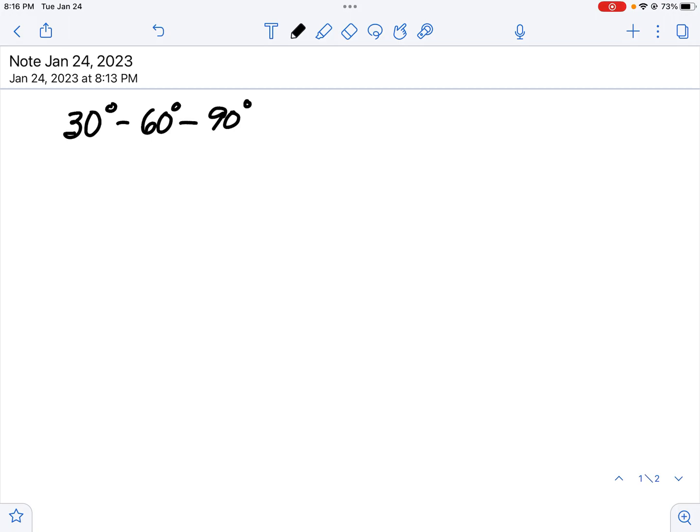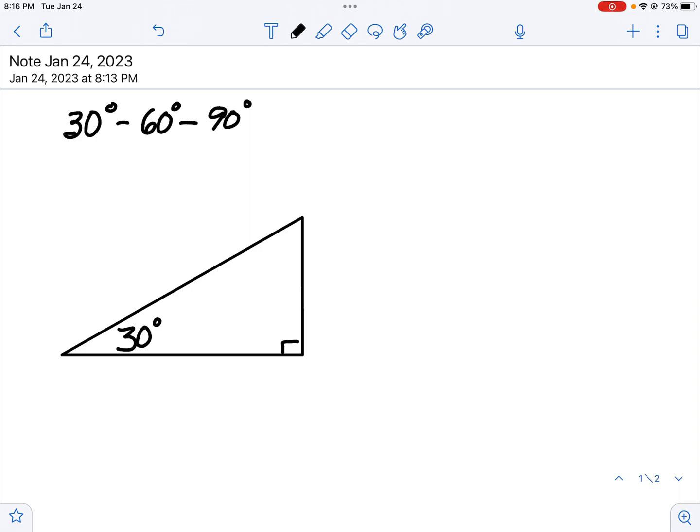Okay, so if you have a 30, 60, 90 triangle, it's going to look something like this. You have to have a right angle, and you have to have an angle that's 30 degrees. And if you have that, and they tell us a side, let's say they give us the short side, let's say they tell us this is 7, then the hypotenuse is twice as long.